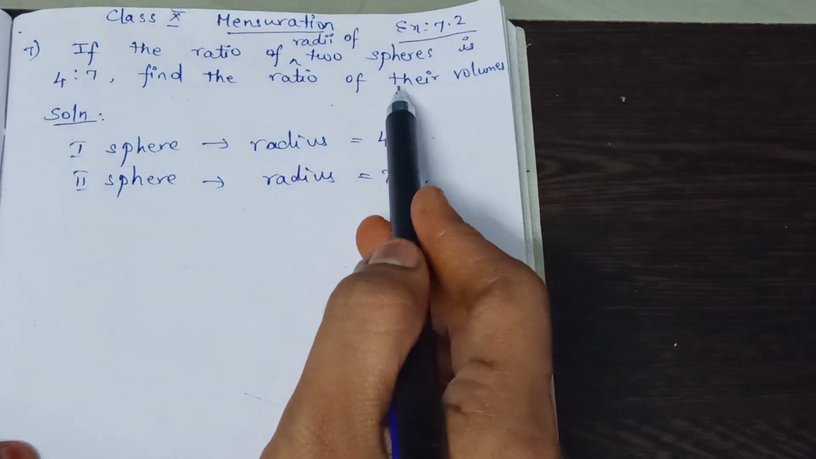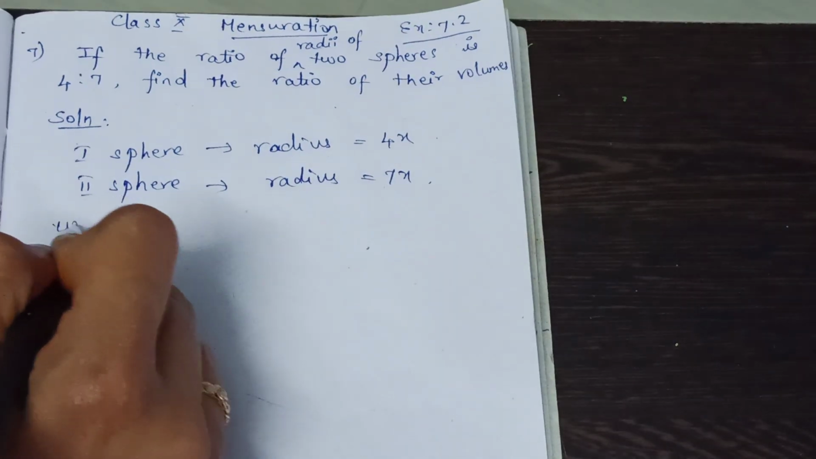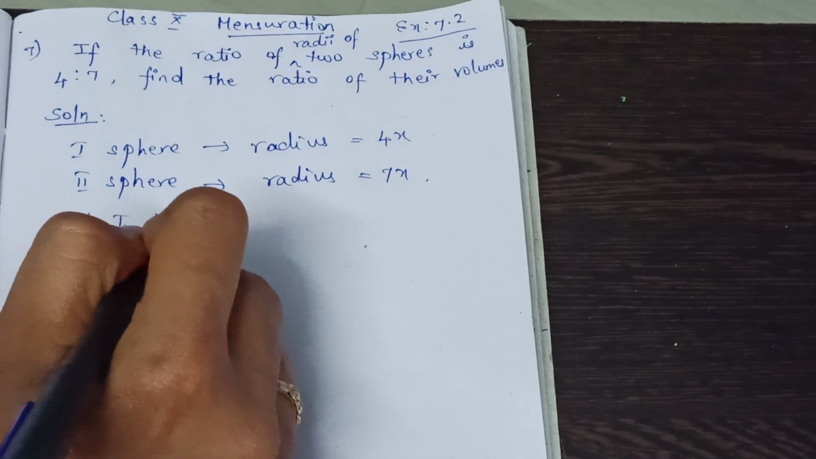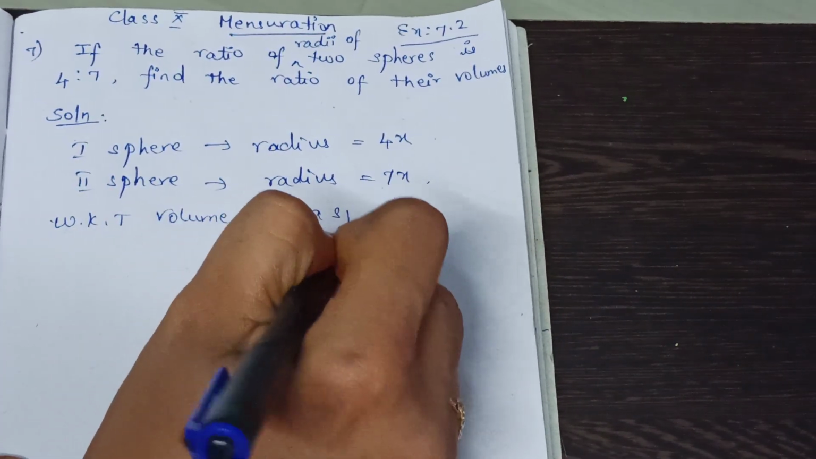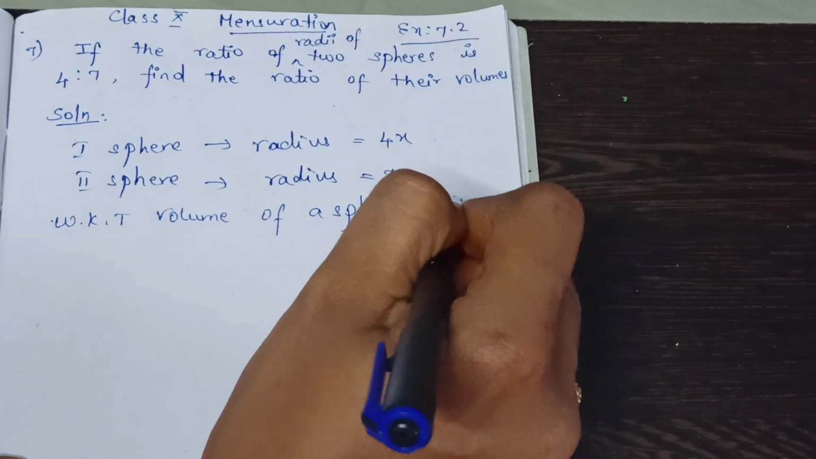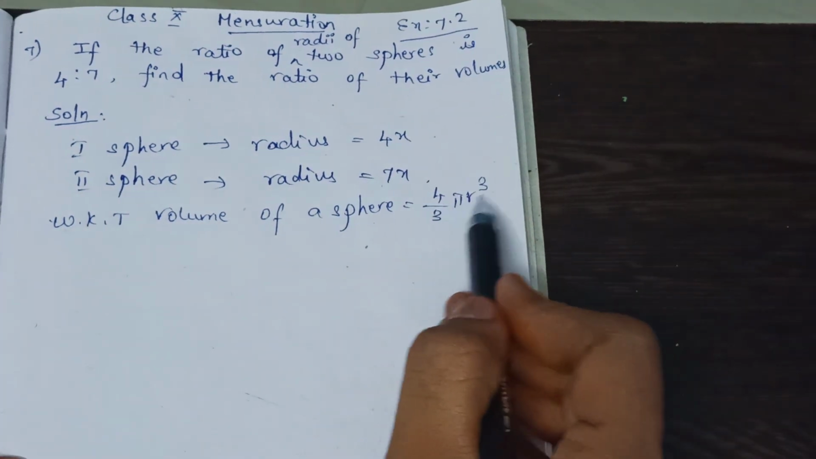Now here we need to find only the ratio of their volumes. So we have to write the formula of volume of a sphere. We know that volume of a sphere is given by 4/3 pi r cube. So 4/3 pi r cube.